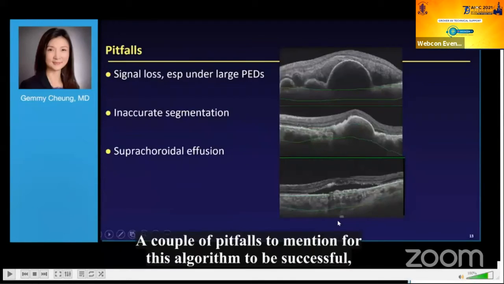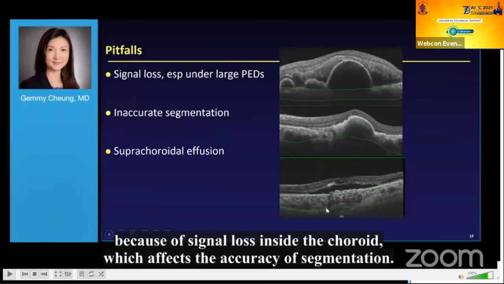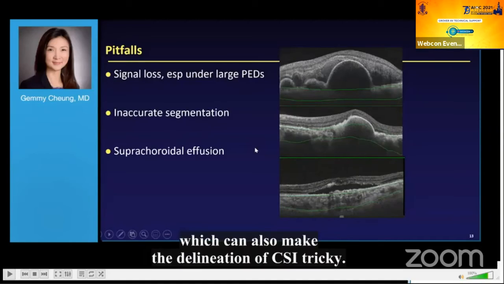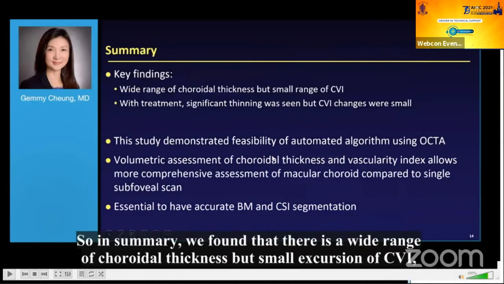A couple of pitfalls to mention for this algorithm to be successful. A lot of blood and large PED is going to be a problem because of signal loss inside the choroid, which affects the accuracy of segmentation. And in eyes with very thick choroid, there can be suprachoroidal effusion, which can also make the delineation of CSI tricky. So in summary, we found that there is a wide range of choroidal thickness but small excursion of CVI.